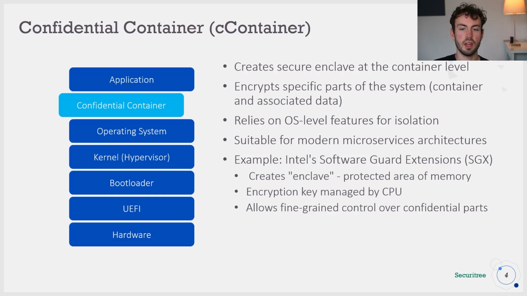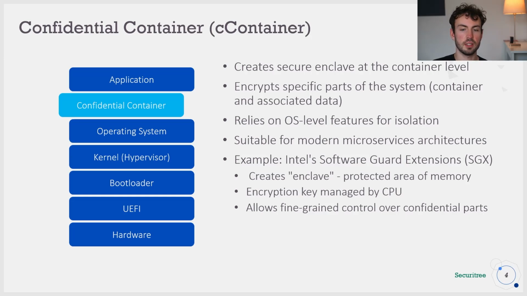Confidential containers rely more heavily on OS-level features for isolation. They are designed to work with a containerized environment, which means they are a great fit for microservice architectures and other modern application designs that already use containers. A well-known example of technology enabling C containers is Intel's Software Guard Extensions, or SGX. SGX provides a hardware-encrypted memory area for applications, allowing specific parts of code and data to be protected.